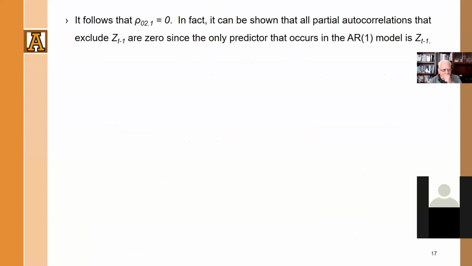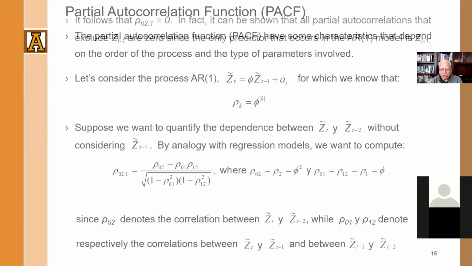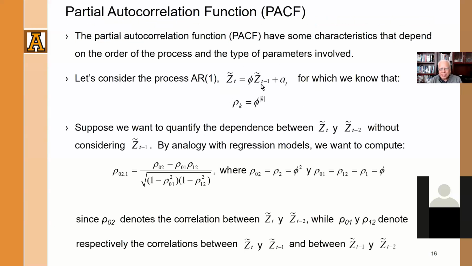Now, it follows that if a model is really an AR1 model, then the partial autocorrelation between Z_t and Z_{t-2}, given Z_{t-1}, is going to be 0. Because if this is in fact the true model, I do not have dependency on Z_{t-2}. So the partial autocorrelation between Z_t and Z_{t-2} would be 0.